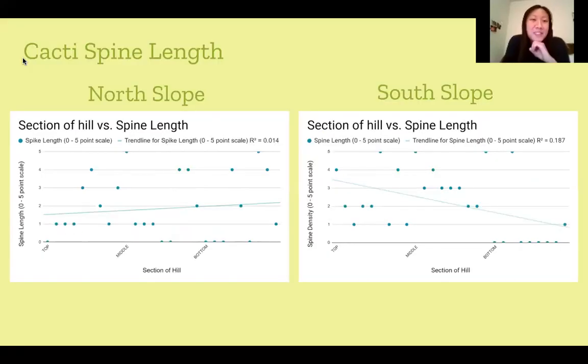This trend was pretty similar with the cacti spine length. There wasn't that strong of a correlation with the north or south slope, but we think the reasons for this lack of correlation are the same as the reasons for the lack of correlation with the spine density. There was somewhat of a correlation with the south slope. As you go down the hill, the spine length decreases, but the correlation was not as strong as the density.